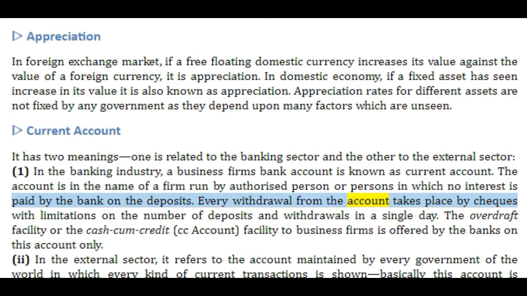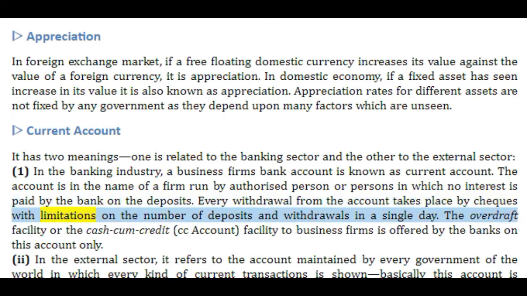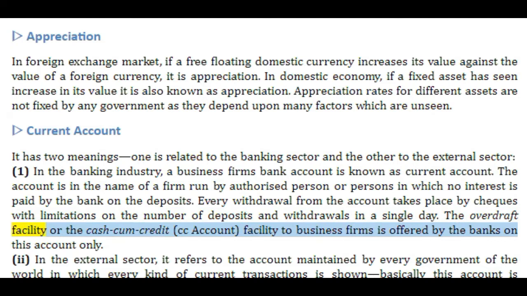Every withdrawal from the account takes place by checks, with limitations on the number of deposits and withdrawals in a single day. The overdraft facility or the cash credit (CC) account facility to business firms is offered by the banks on this account only.